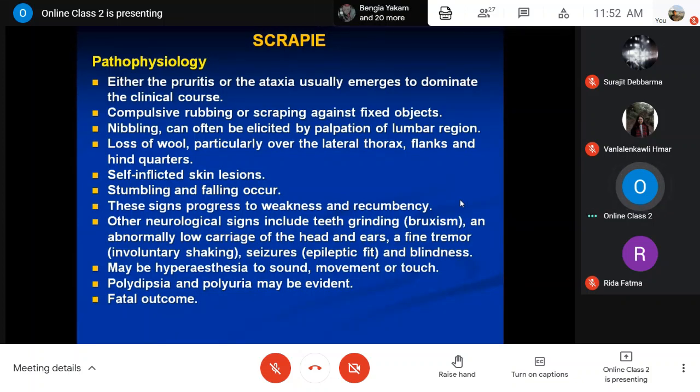And finally, the animal may have polydipsia, then polyuria, and the paralytic condition, and then comatose state and finally death. It may also be in distress conditions.